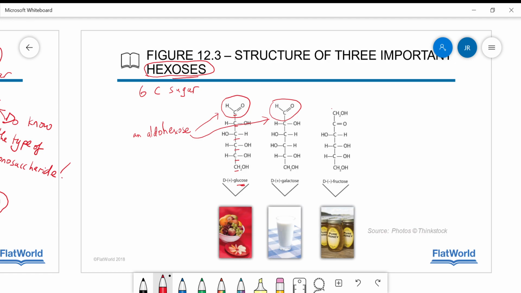And here we have a ketone. This is a ketone, 6 carbon still, but a ketone. So this is a ketohexose. Fructose is found in honey and in regular table sugar as well, but we'll get to those structures later.